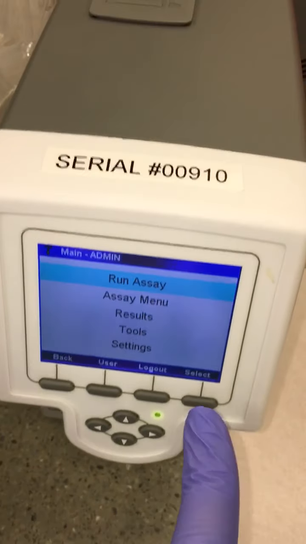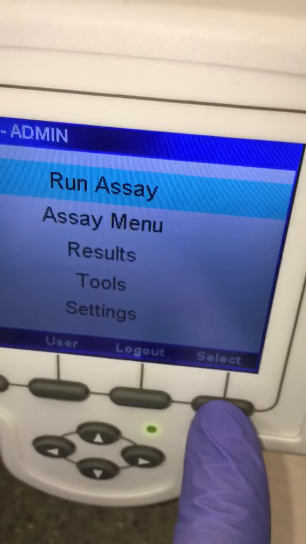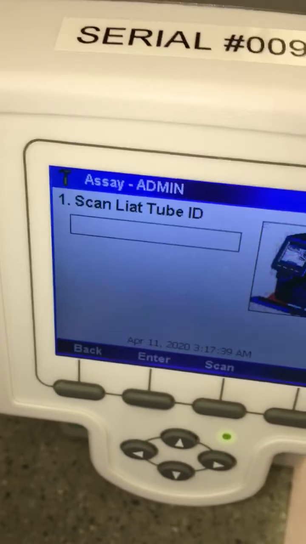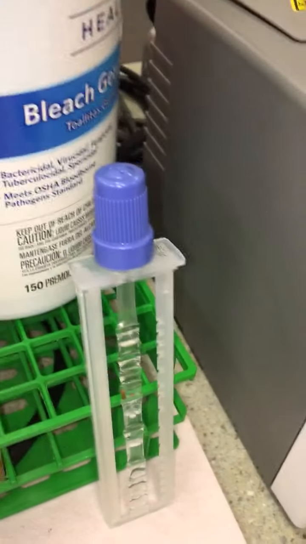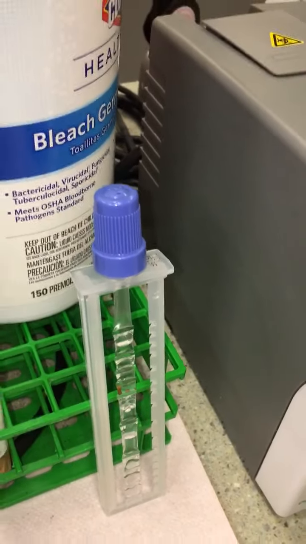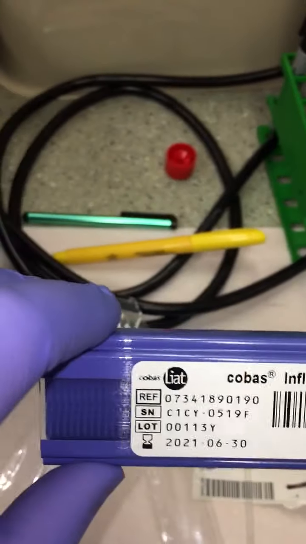Now I'm going to go ahead and select Run Assay. You can see the digital screen has selected Run Assay. I'm going to press Select right here. Here it wants me to scan my Liat tube ID. This is my test cartridge, which, like I said, was over here. This actually came encased in this. Inside the foil, this particular cartridge is encased in these sleeves. And this is what it's asking for when it wants my Liat tube ID.